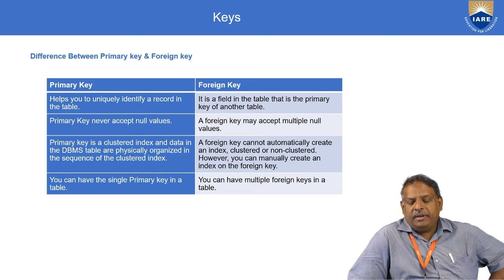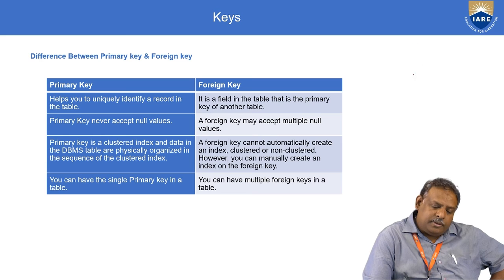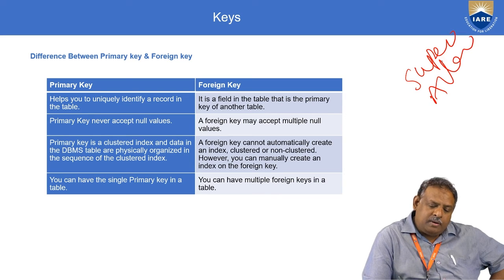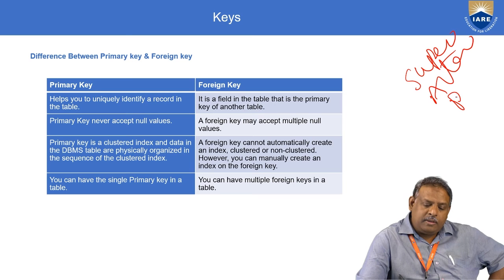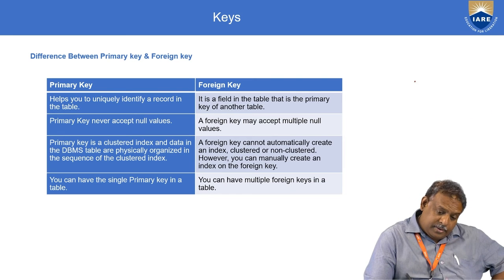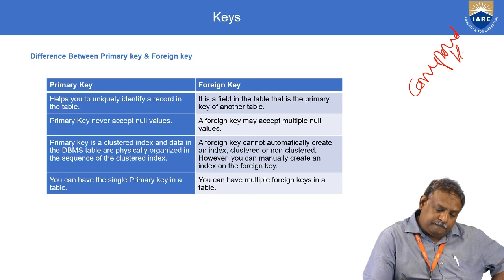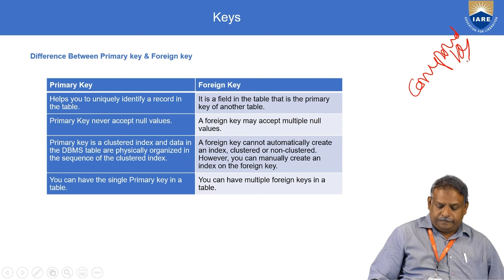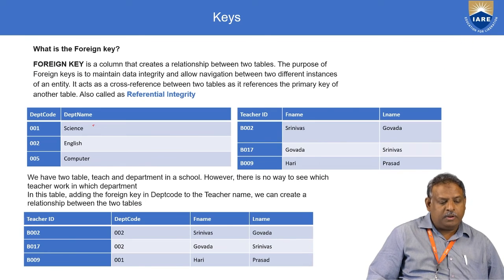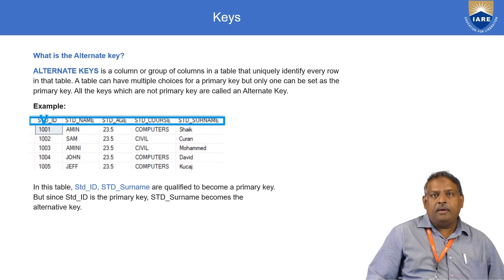Now we have finished. We have seen the 7 keys: first was the super key, then we had the alternate key, then the primary key, then the foreign key, then the compound key. In summary: compound key, foreign key, candidate key, alternate key, primary key, super key.